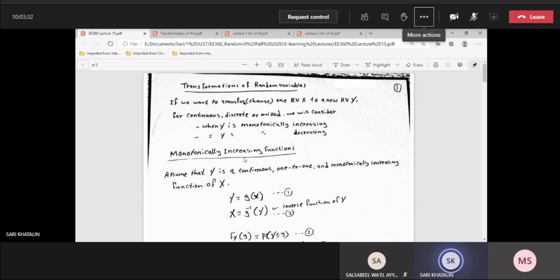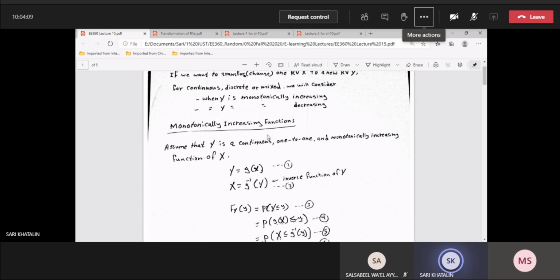If we are interested in transforming or changing a random variable from x to y, where of course there's a one-to-one relationship between x and y, where y basically is a function of x. We're going to consider two cases: when y is monotonically increasing or decreasing. Monotonically meaning continuously increasing. It's not increasing and then decreasing or back to increasing. It's continuously increasing or decreasing. So the first case, we're going to consider the increasing case.